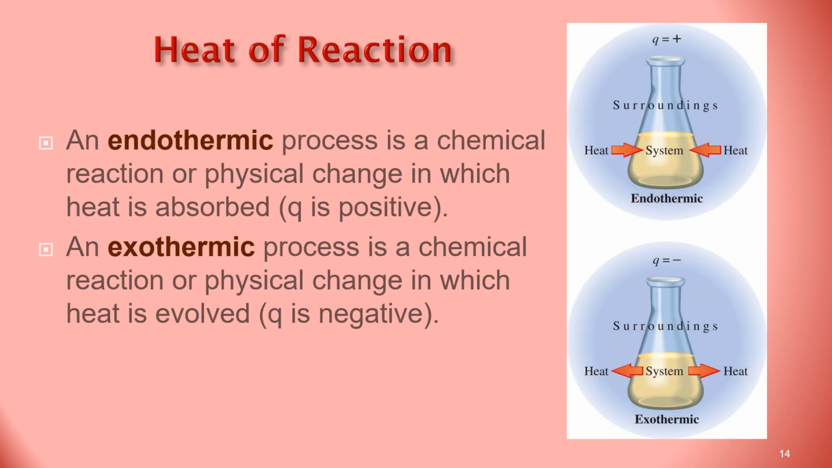I think we're repeating this one more time. So an endothermic process is a chemical reaction in which heat is absorbed, Q is positive, and an exothermic process is a chemical reaction or physical change in which heat is evolved, where Q is negative. So it doesn't have to be a chemical reaction. It says physical change. So let's think about that.